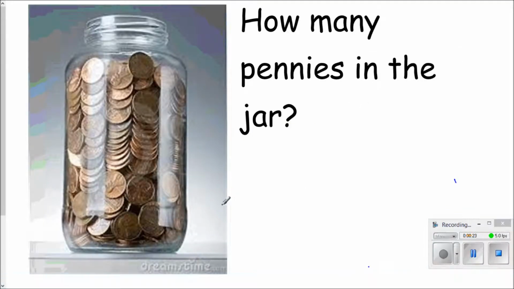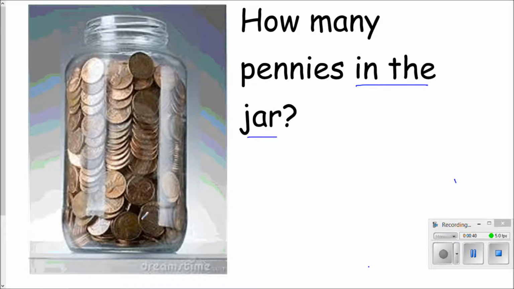So what we're going to do is start with an analogy because it's going to help us understand molar mass. I'm going to start with this question. How many pennies are in the jar? So the question is, can you do it without counting them?